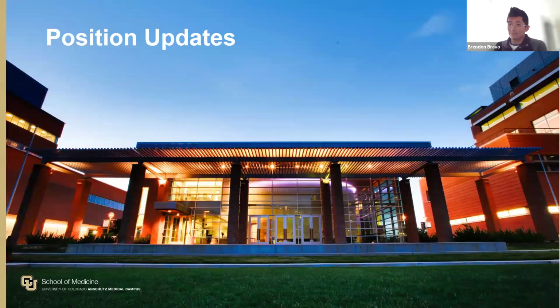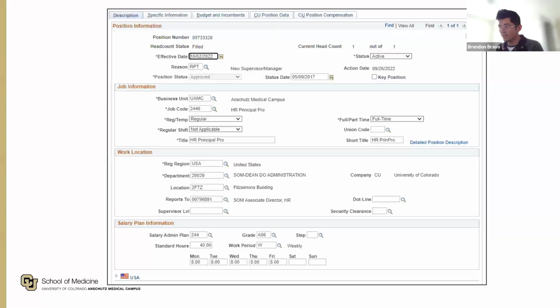Now we're going to really jump in and start with position updates. When we open up a position update, we have 5 different tabs: the description tab, specific information tab, budget and incumbents, CU position data, and CU position compensation. Next, I'm going to go through each tab and highlight the important fields and some tips and tricks on how to best manage what each function is for.